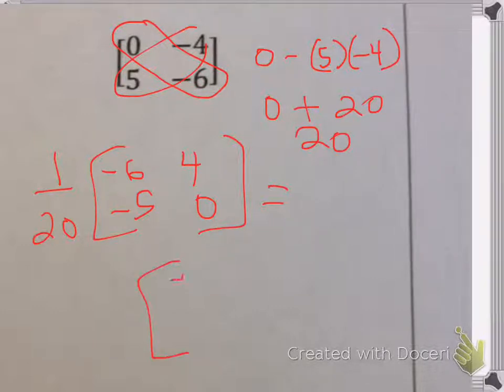So when you do that, you get negative 3/10. You get 1/5, negative 1/4, and 0 for your values there.